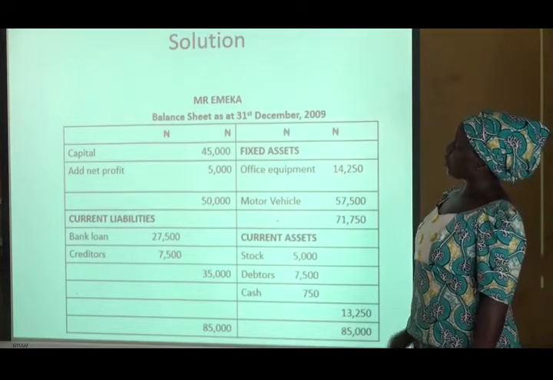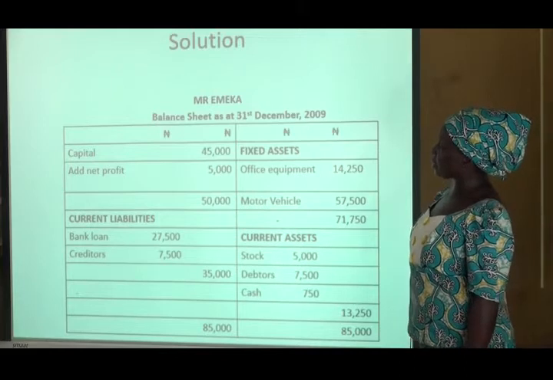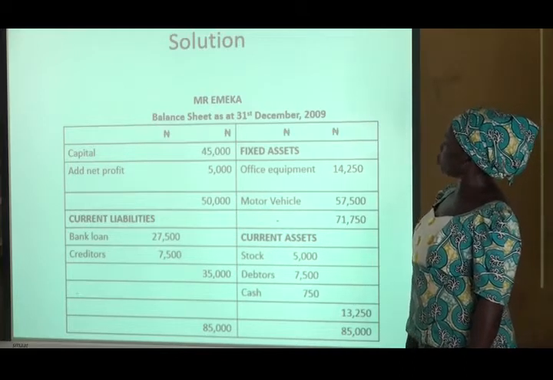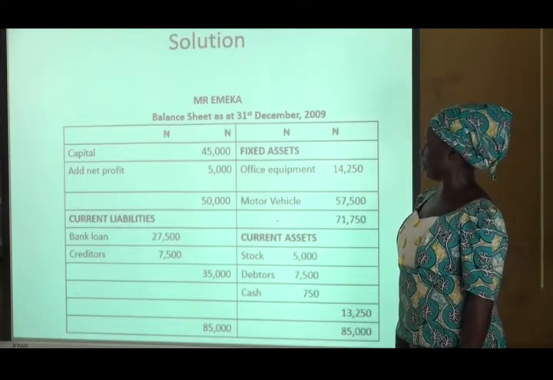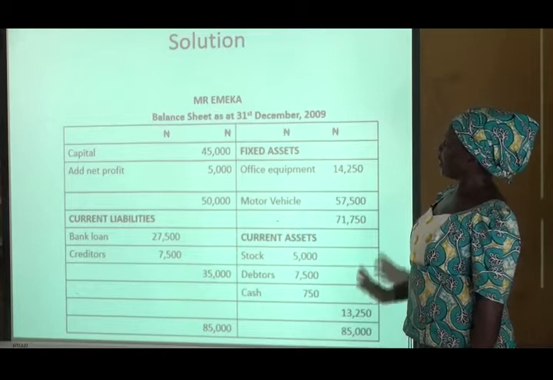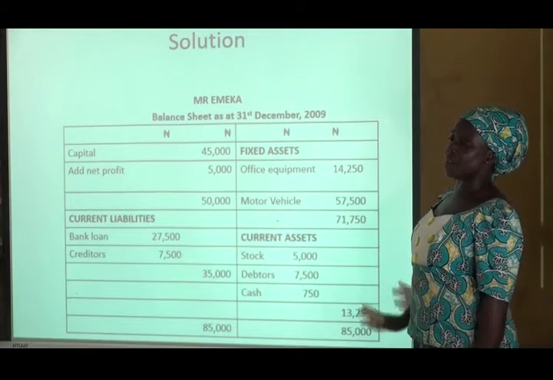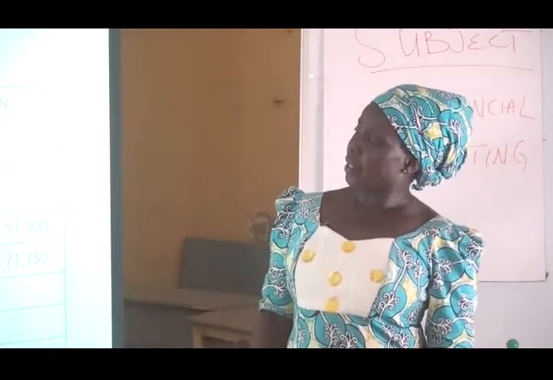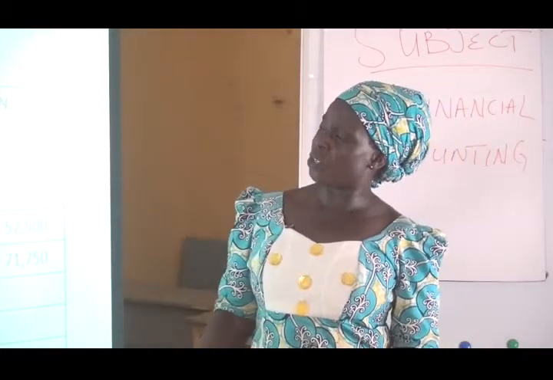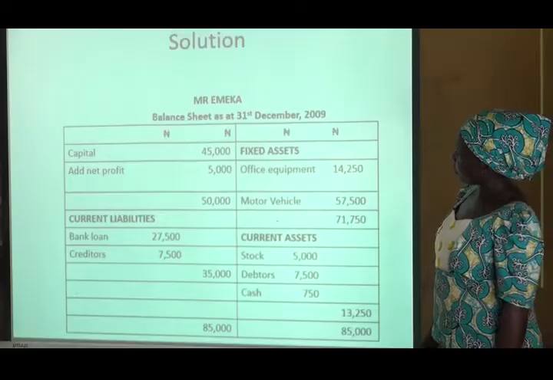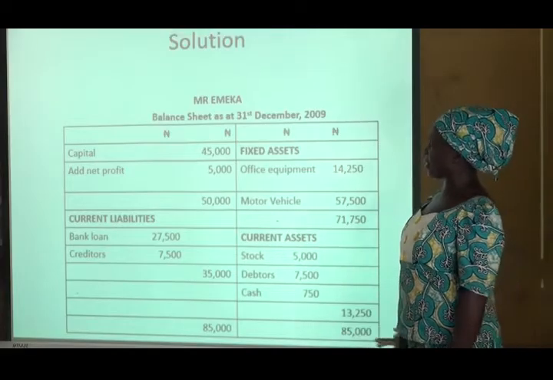Now, you write the title, and the title is Balance Sheet as at 31st December 2009. Now, after you have drawn your table, in each side, we have 2 naira columns. We are going to start with the right-hand side, where we are going to record all the assets. Now, student, we have 2 fixed assets.